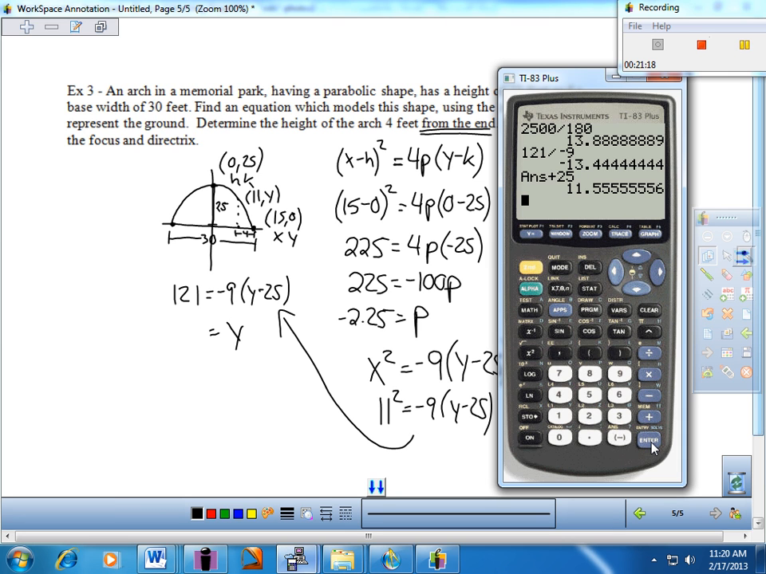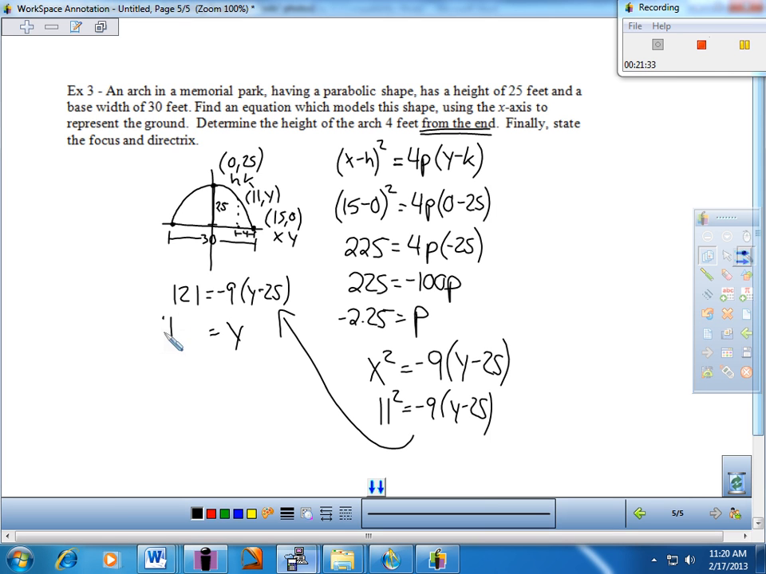And that's what I'm getting. About 11 and change there. Let's see. So about 11.56. And I guess this would be feet. Wow, super. Nice. Anything else we want to do with this? I don't know. Do we want to state the focus and directrix? Yeah, why not? Just good quick review. Good way to wrap up. It's a short lesson anyway. So I answered the question here. Determine the height of the arch 4 feet from the end. The height is going to be just over 11.5 feet.